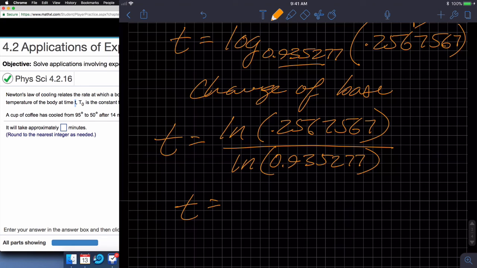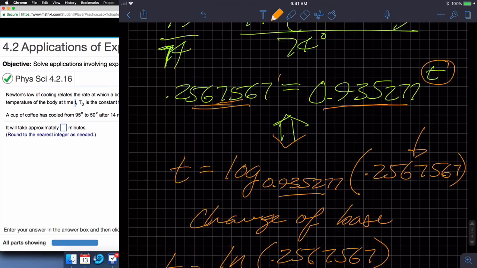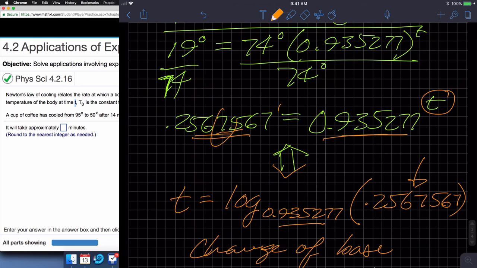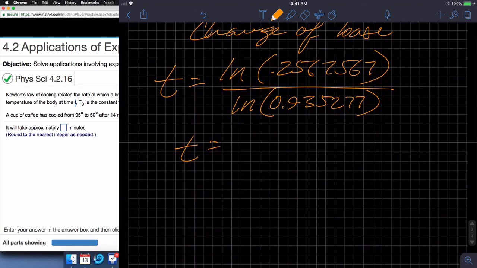So function natural log 0.25. Hope that's 6.2. Looks like 6.7 actually. Let's scroll back. Yeah, that's a 7. 6.7567. That's right. It was repeating 5.6.7. Close parentheses. Divide by natural log of 0.935277. Close parentheses, and I get t is equal to 20.319455.